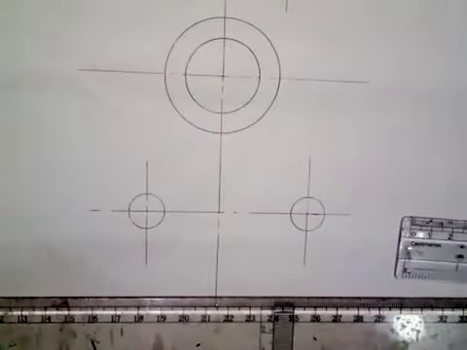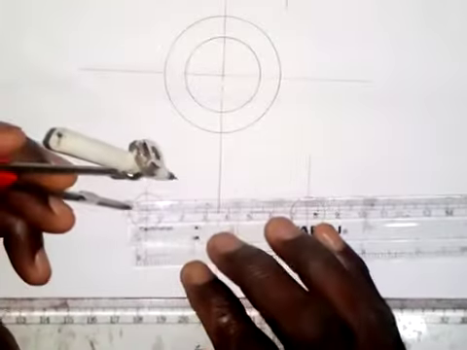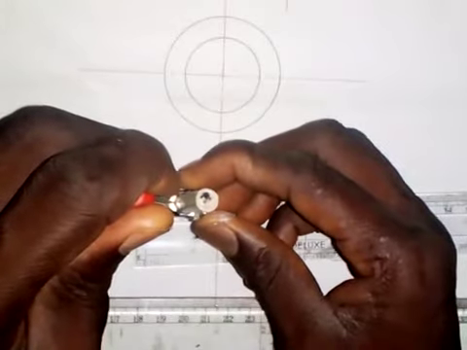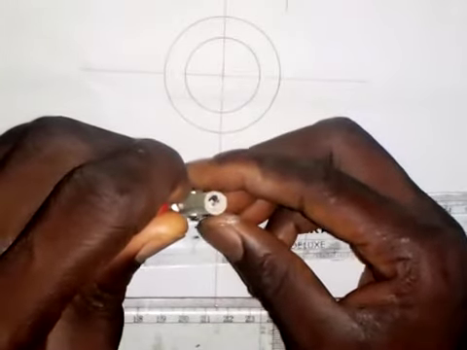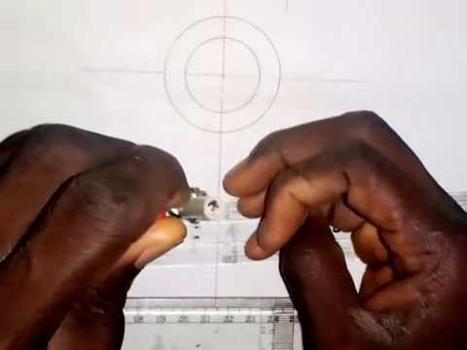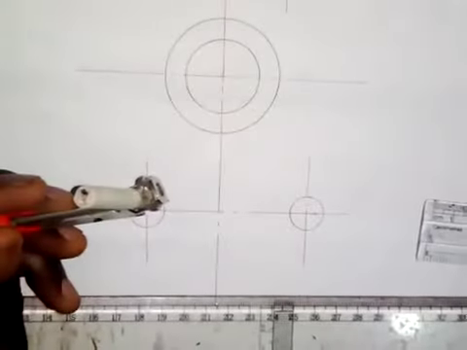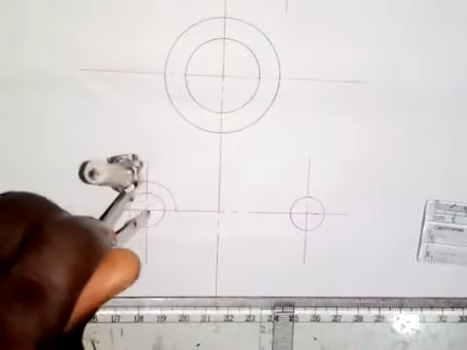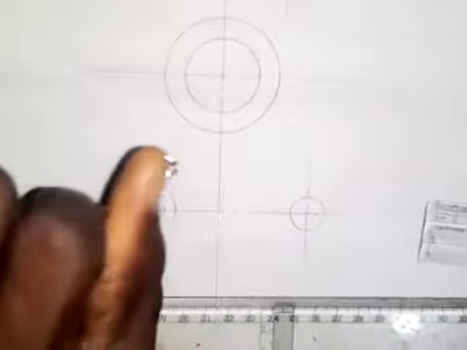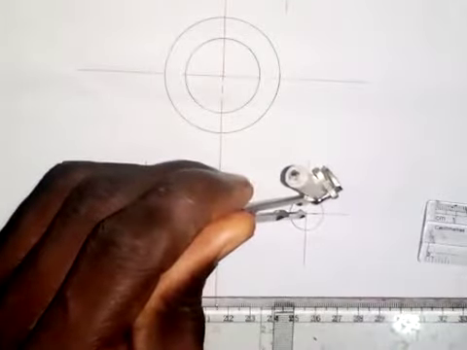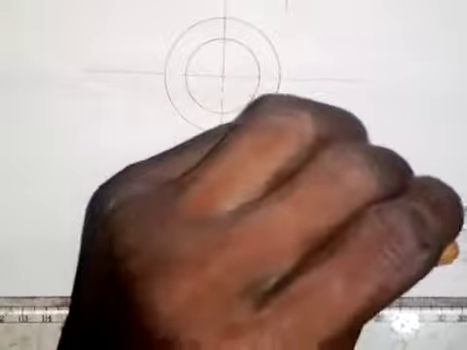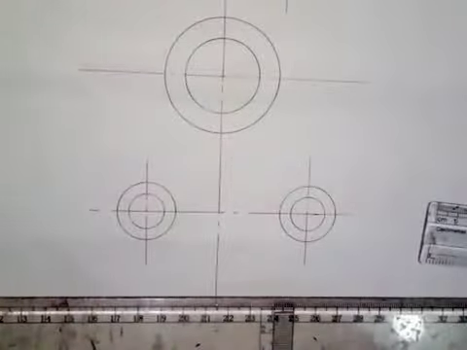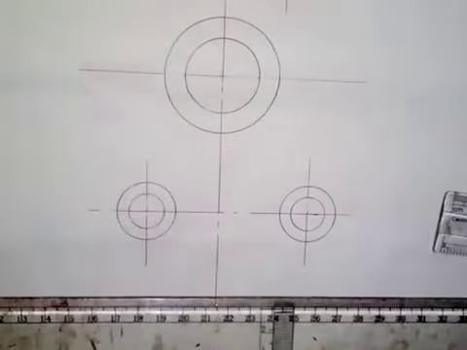All right, so then the outer one, the diameter is 25, the radius is 12.5. So I'll take 12.5 millimeters here. Okay, so put it at this center here, and we draw a circle. So here I'll put it here and draw a circle.